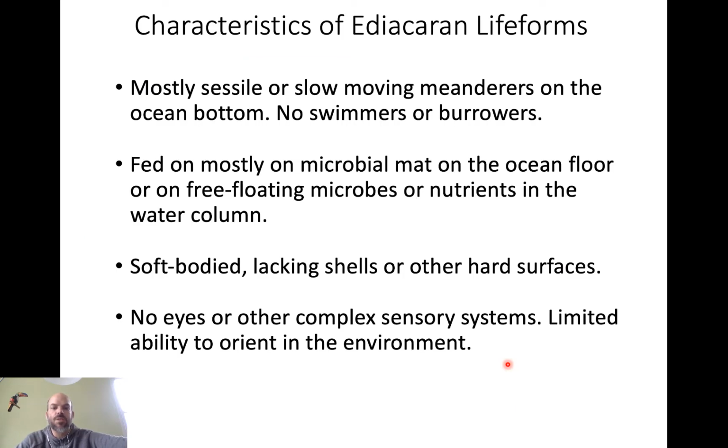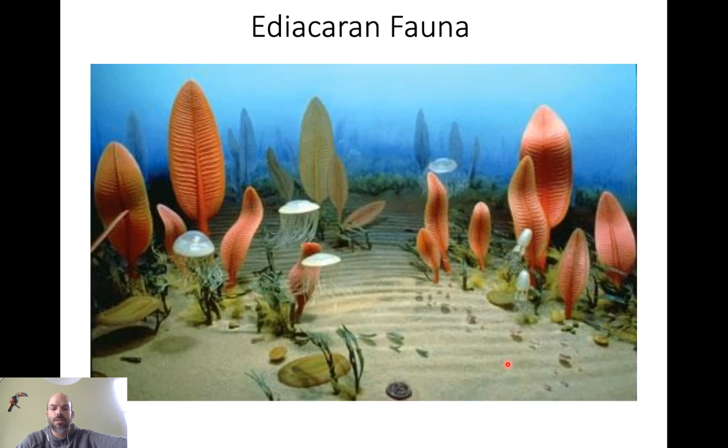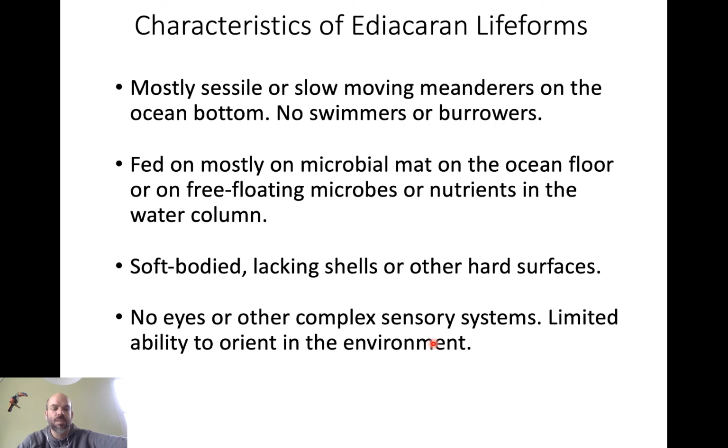So no swimmers and also no burrowers. The animals in the mud, which are also shown in this image, are very slowly kind of crawling along the bottom, but you don't see anything actually digging a hole into the mud. And that turns out to be a big difference between the Ediacaran and the Cambrian.